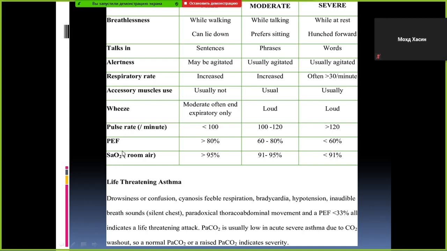And saturation of hemoglobin by oxygen on room air. Normally it must be more than 95%. If it is more than 95%, measured by pulse oximeter, it is a mild bronchial asthma attack. If it is from 91 to 95, it is a moderate attack, and less than 91, it is a severe or life-threatening bronchial asthma attack.